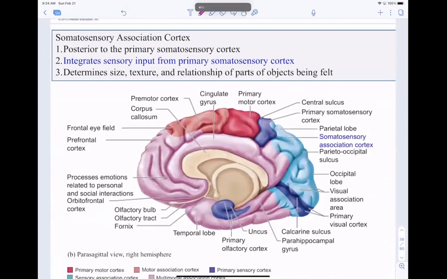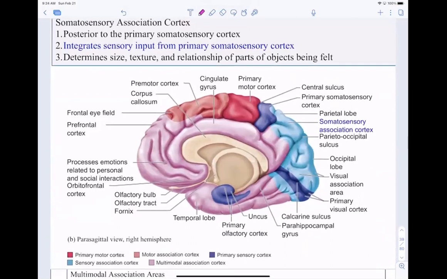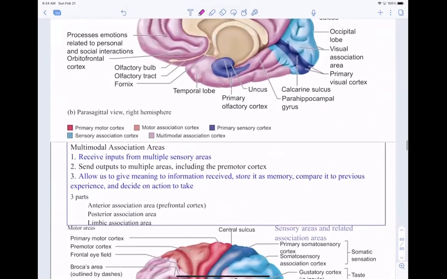Somatosensory association area cortex, I kind of went through this, right? It integrates sensory input from primary somatosensory. So you can kind of do touch with texture, with vision, with how it felt, with pain, with smell, all kinds of stuff. And so it's receiving these multimodal association areas, receive multiple sensory information from different parts of your cerebrum. And so you can store what sensory information is coming in, right? So you don't have to keep kind of making the same mistakes twice.